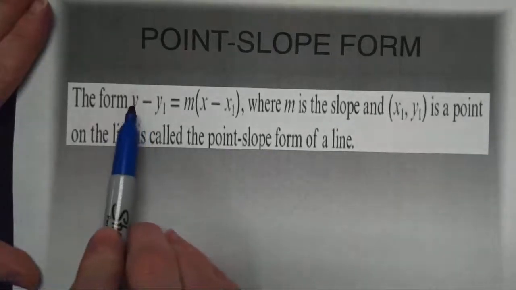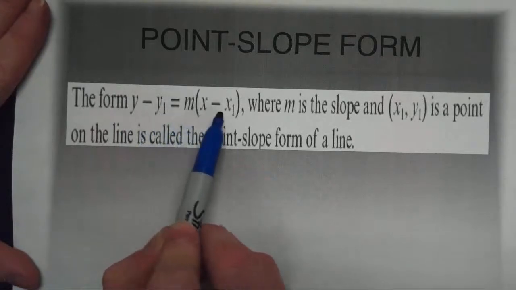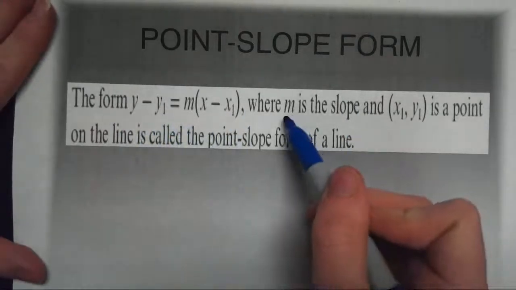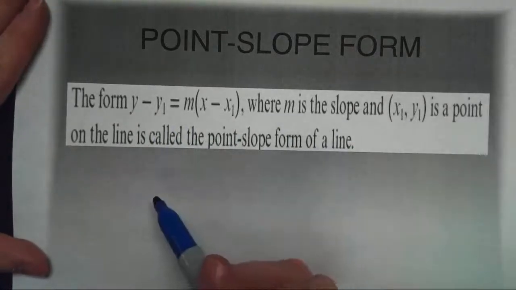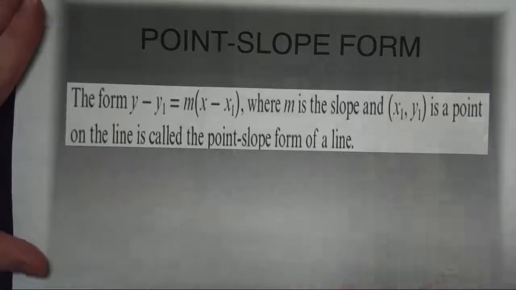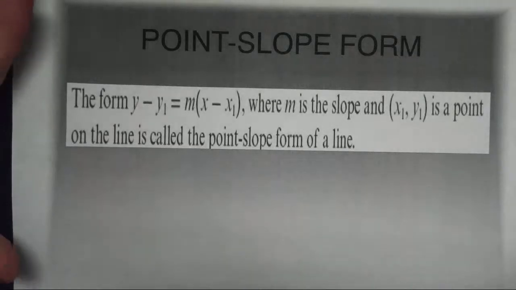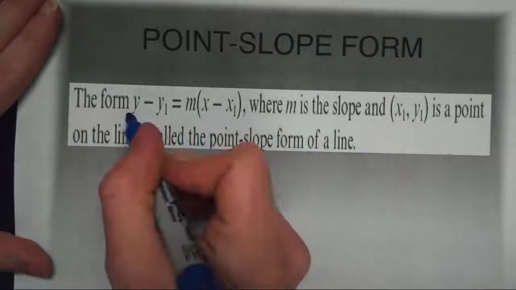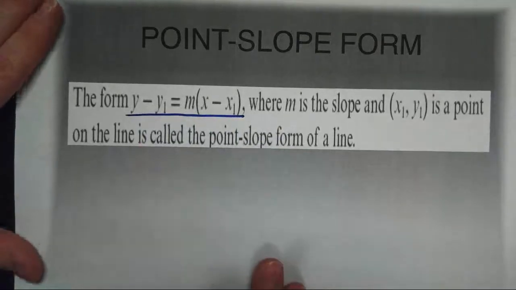So here's our point-slope form. y minus y1 equals m times x minus x1. m is still the slope, and (x1, y1) is some point on the line. It doesn't matter what point on the line. It doesn't have to be the y-intercept or the x-intercept. It just has to be some point on the line. This is definitely a formula that you're going to want to write down in your notes.